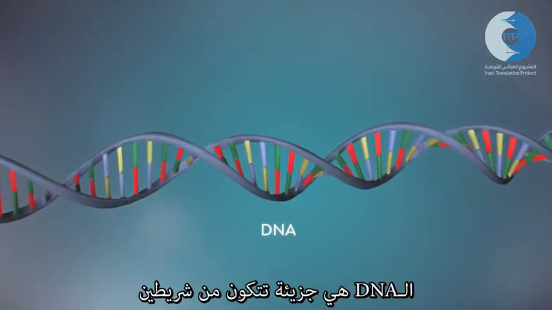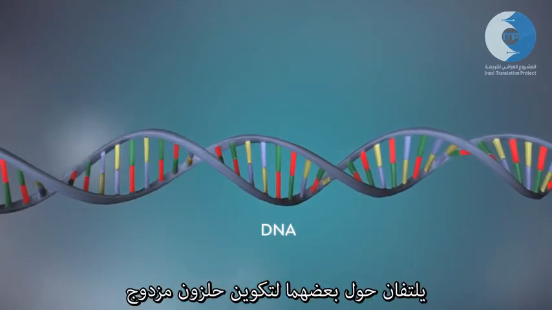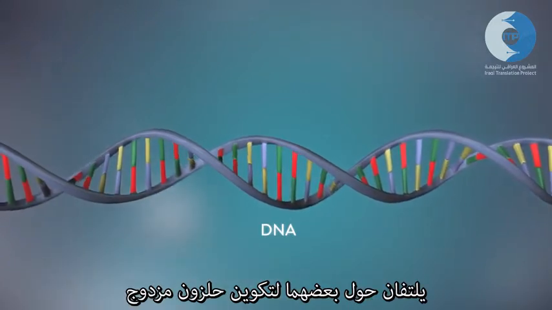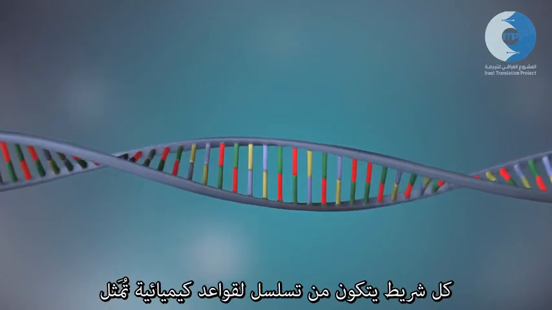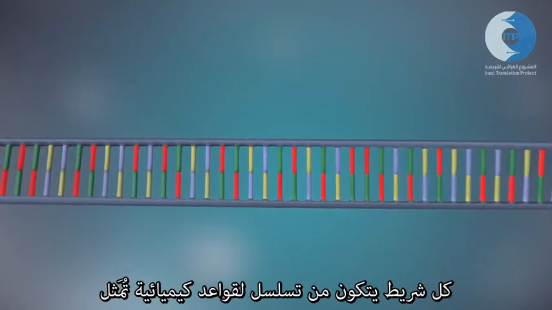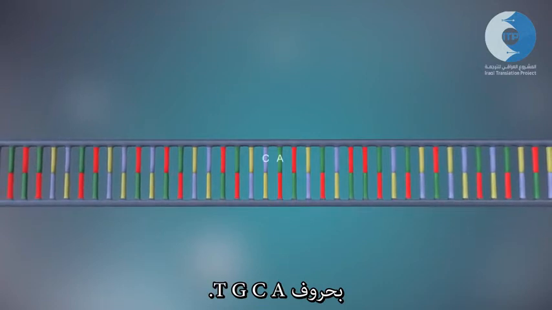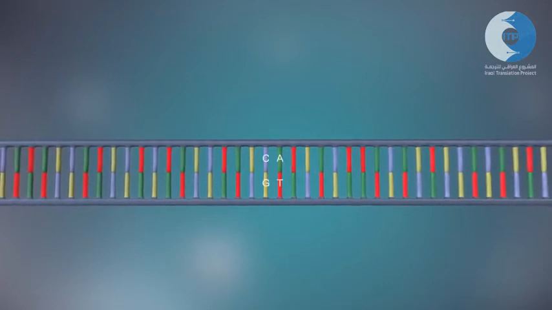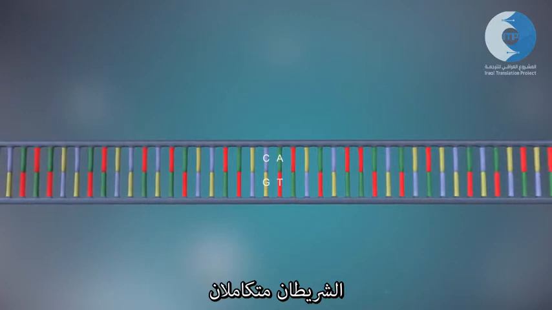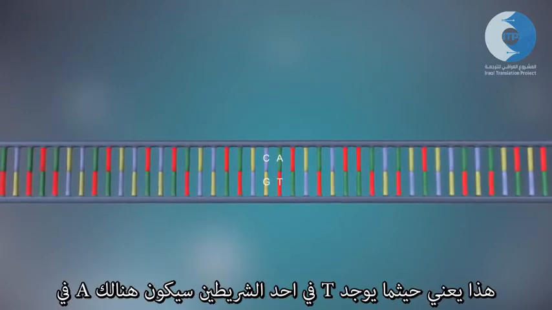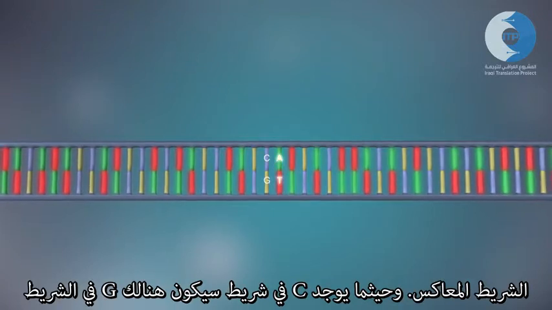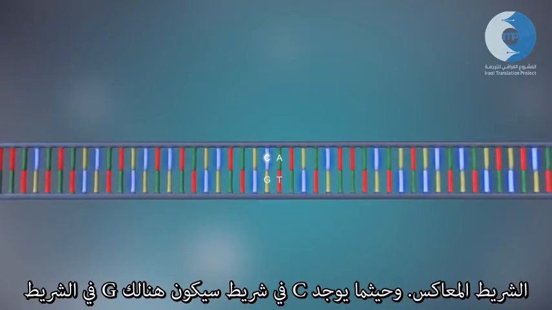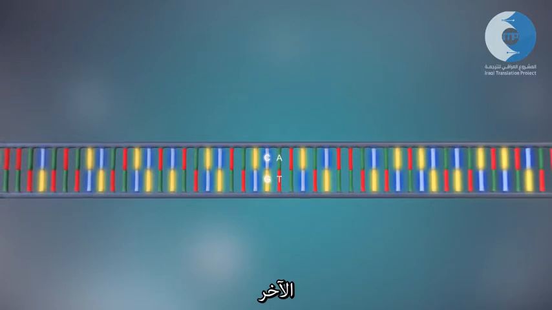DNA is a molecule made up of two strands, twisted around each other in a double helix shape. Each strand is made up of a sequence of 4 chemical bases, represented by the letters A, C, G and T. The two strands are complementary. This means that wherever there's a T in one strand, there will be an A in the opposite strand, and wherever there's a C, there will be a G in the other strand.